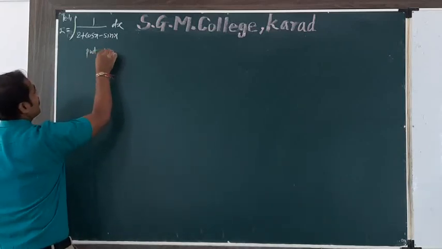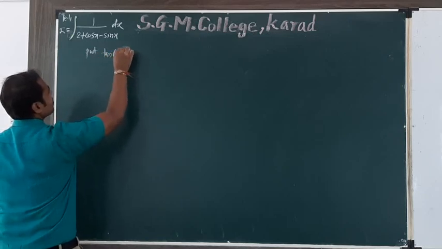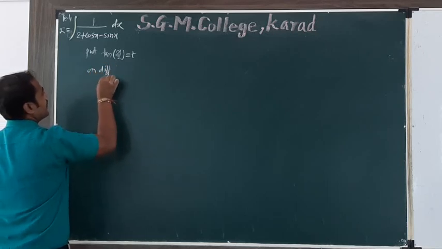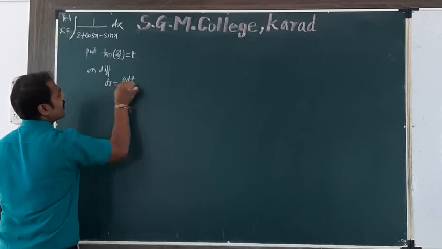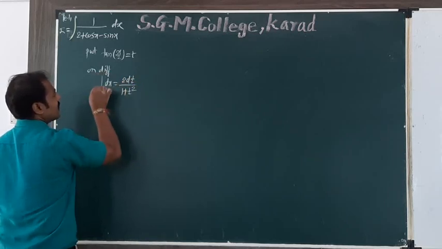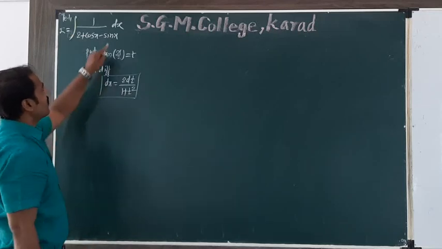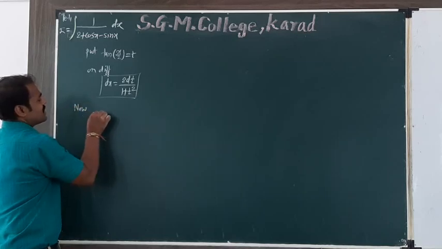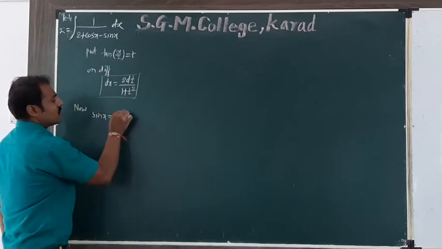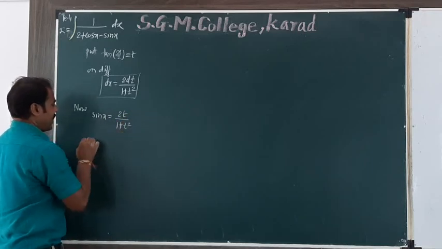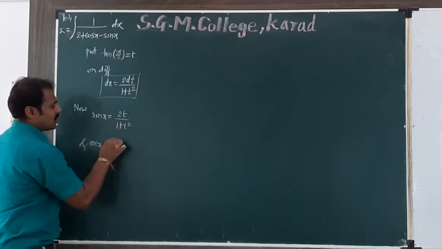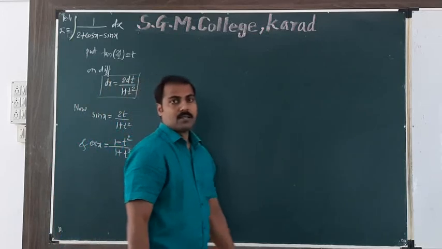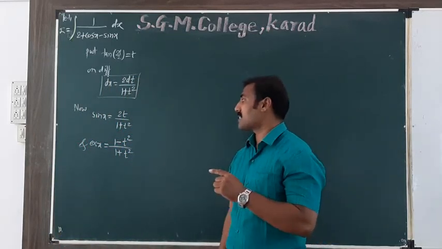is put tan x by 2 is equal to t. On differentiating we get dx is equal to, remember, 2 dt divided by 1 plus t square directly. Now we find the value of sin x. Sin x is equal to 2t divided by 1 plus t square, and the value of cos x is equal to 1 minus t square divided by 1 plus t square. So here are the values of dx, sin x and cos x.